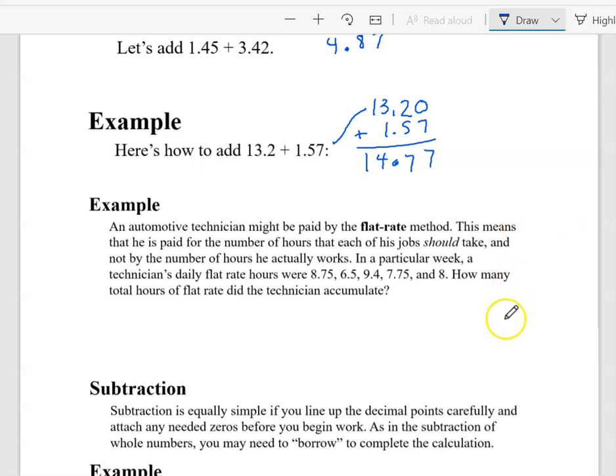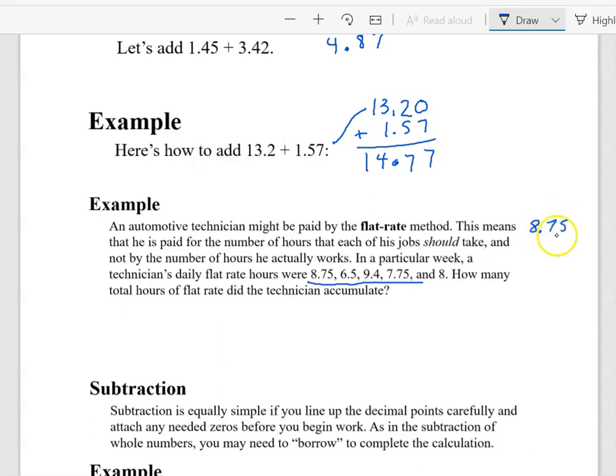So an automotive technician might be paid by the flat rate method. This means that he is paid for the number of hours that each of his jobs should take, and not by the number of hours he actually works. In a particular week, a technician's daily flat rate hours were, and they've got these listed here for us. How many total hours of the flat rate did the technician accumulate? So I'm going to come over here where I've got a little bit of room.